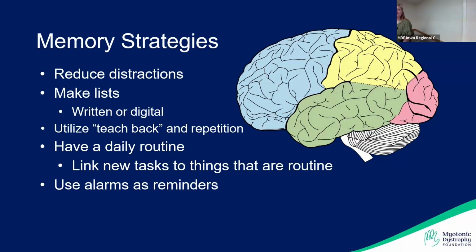Something else that frequently comes up in the myotonic dystrophy clinic is memory. Especially coming up with names, remembering things you need to do, those kinds of topics. So I included just a few basic strategies here. First and foremost, reduce distractions when you're doing something that you really want to make sure you're doing correctly or you need to remember later.